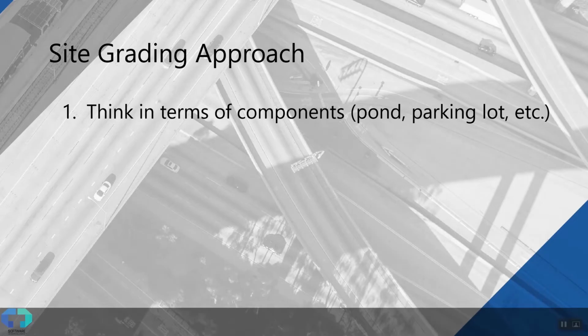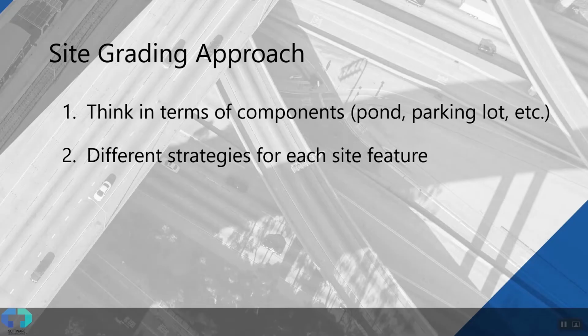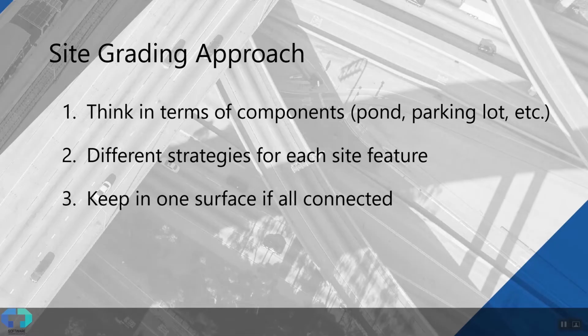So what's our approach to this? When you've got a site, you've often got a variety of components. There's a parking lot, there's a berm, there's this weird area over here that just needs to drain into the street, there's a pond, there's all these things. So you want to think in terms of components and come up with a strategy for each one of those features or components. There are different strategies, some of them simpler, some of them more complex. We'll talk about some of those today.